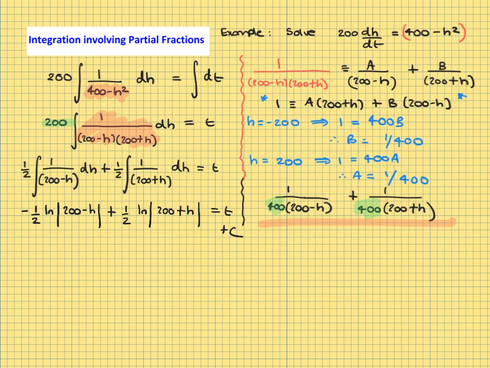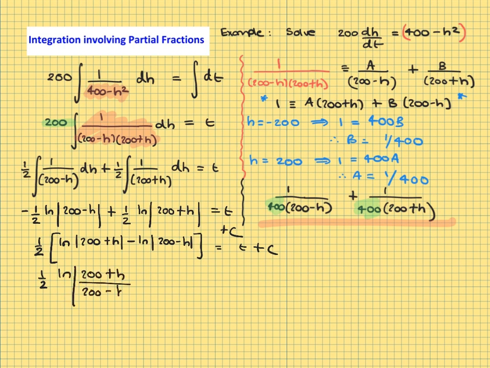Now we have a simplification we can do on the left hand side in that we have one natural log take away another natural log. So I can write this as a half ln mod 200 plus h, subtract ln mod 200 minus h, and that's equal to t plus c. And the last step is to combine the logs on the left hand side, so we have ln mod 200 plus h over 200 minus h equals t plus c, and that's going to be our final answer.